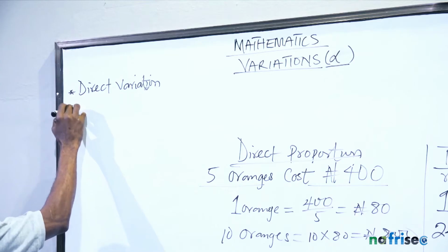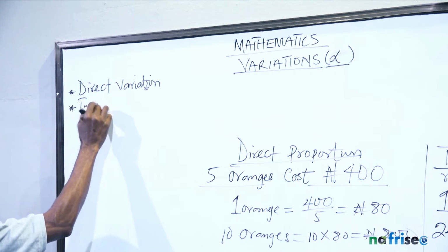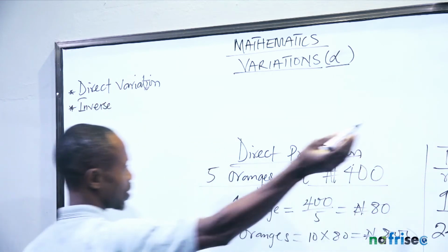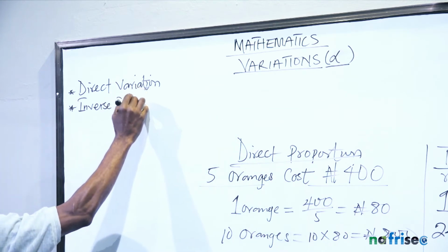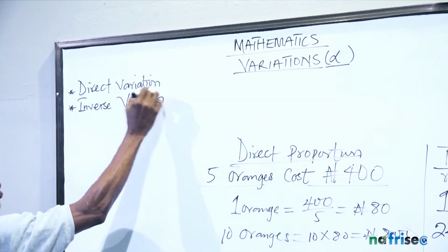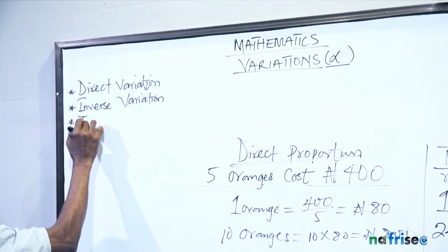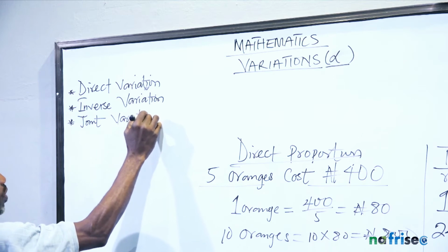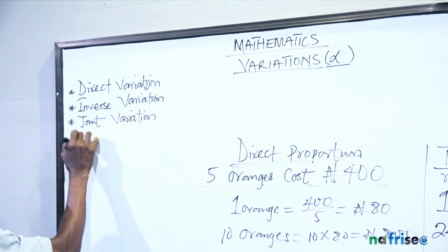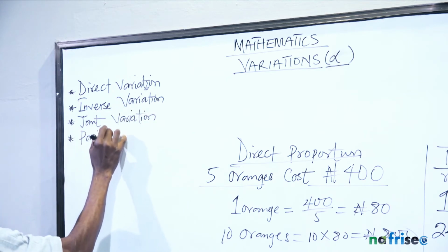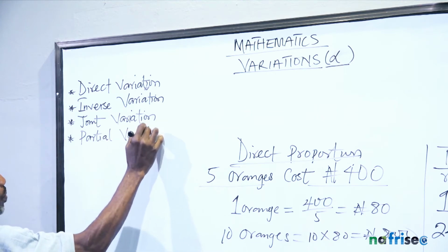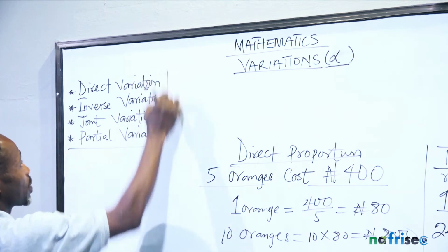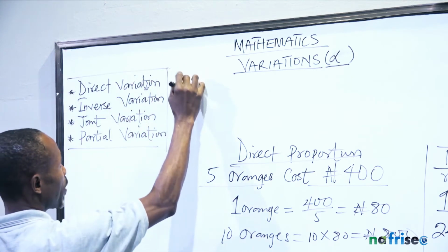You meet direct variation, you meet the inverse variation. Inverse variation is still the same as indirect. Then you meet the joint variation, and you're going to meet the partial variation. Okay. Now, the first one I'll be talking about will be the direct variation.